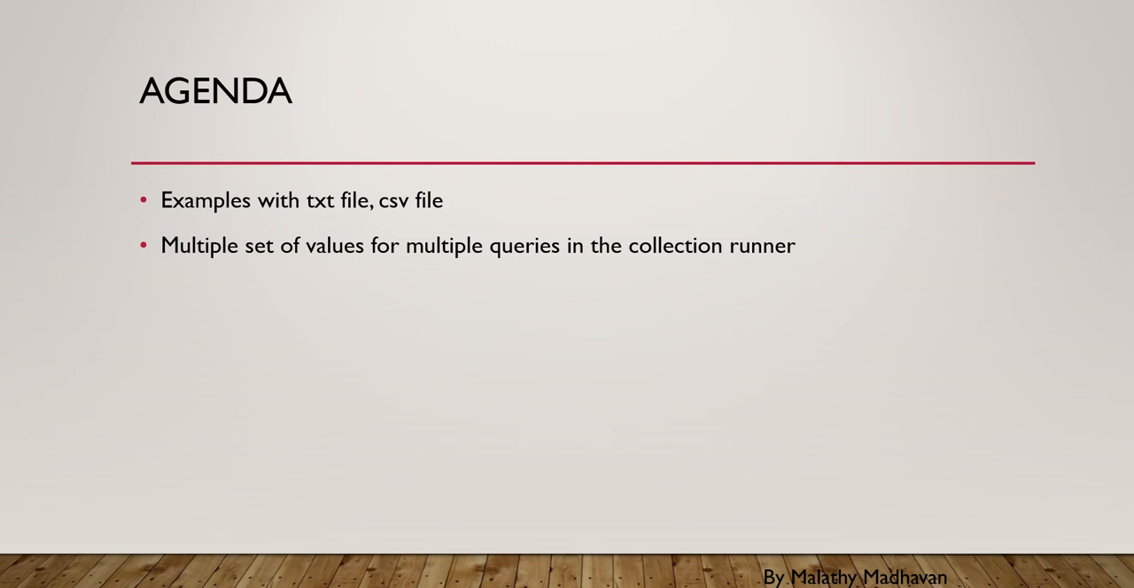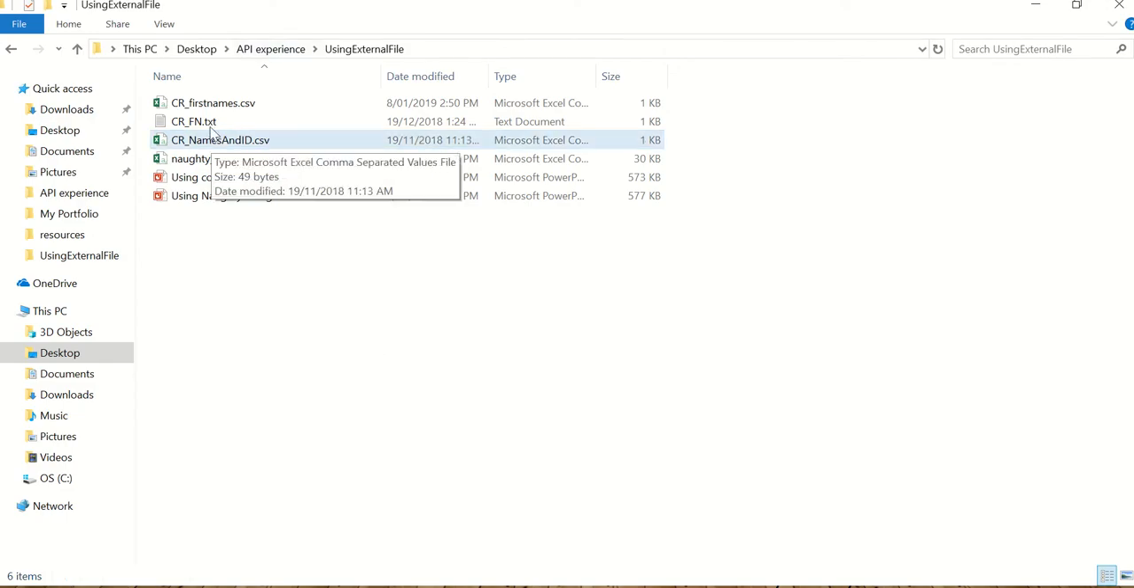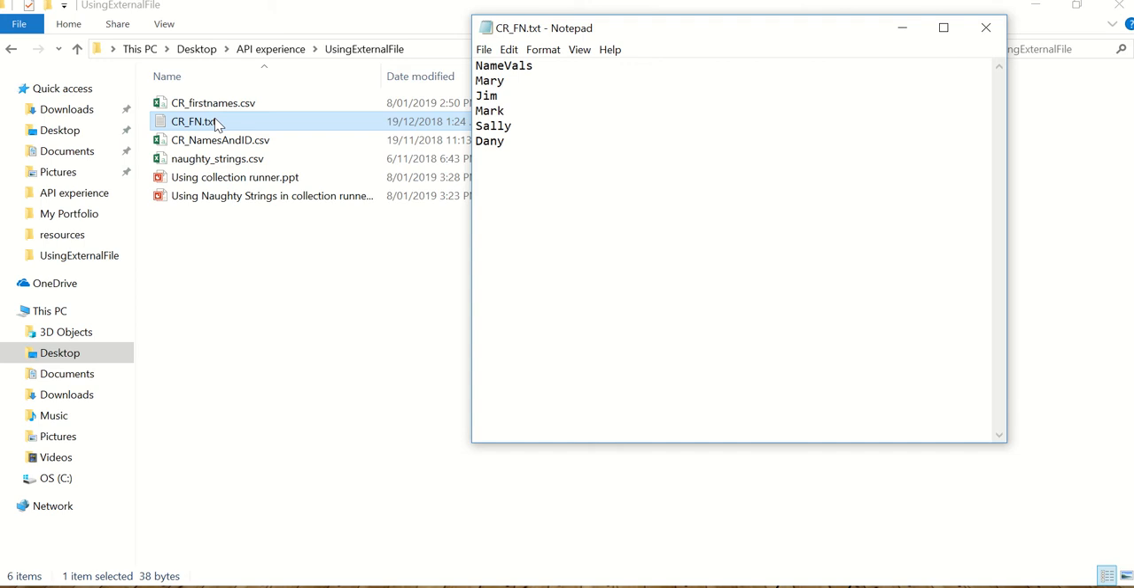Let's set up our text file with data. I have already created a text file. The first value will be considered as a column name, hence I have given it as name vals, followed by 5 search values.